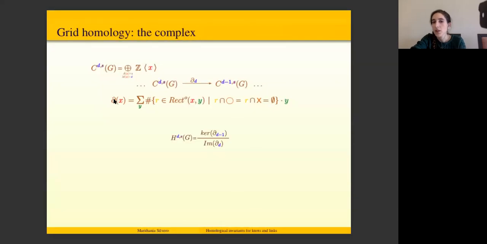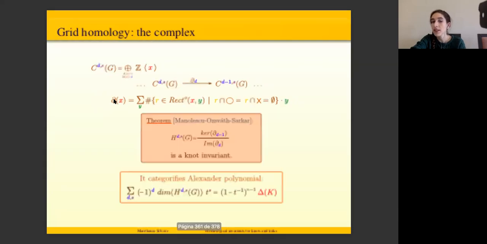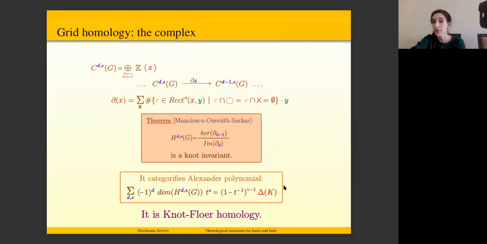With this, once you have the differential, if you compose it with itself, then you really get 0, so it's really a differential. You can take the quotient. And Manolescu, Ozsváth, and Sarkar prove that this is a knot invariant. It categorifies the Alexander polynomial in the sense that, well, here you see, it works in a similar way as with Jones polynomial. You need to multiply by a factor, but yes, you can recover the Alexander polynomial, and this is in fact knot Floer homology. So you are doing the same, okay?